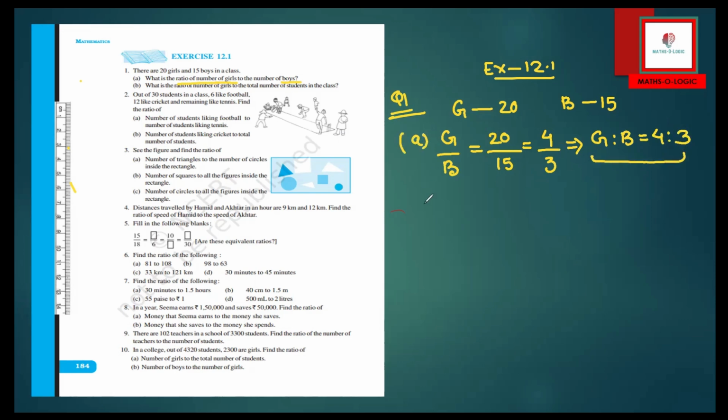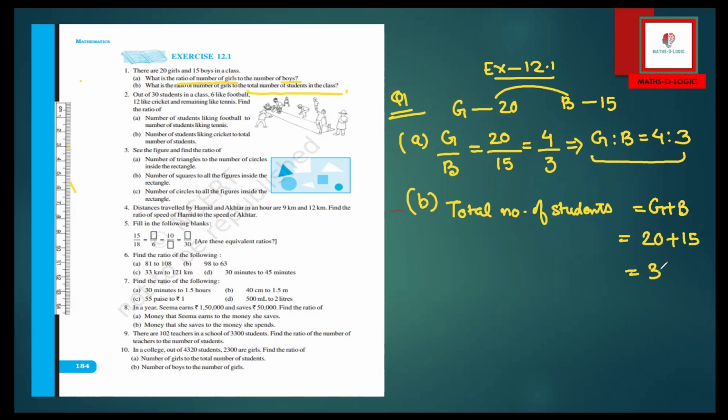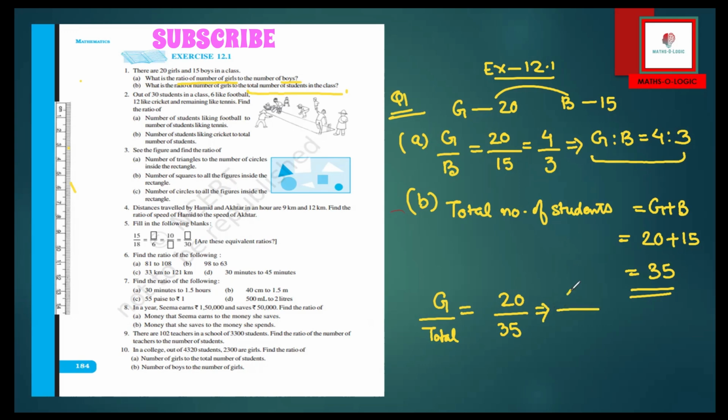ठीक है, so this is the A part. Now let's move to the B part. What is the ratio of the number of girls to the total number of students in a class? ठीक है, तो टोटल नंबर कितने होंगे, गर्ल्स प्लस बॉयज. तो गर्ल्स प्लस बॉयज की स्ट्रेंथ क्या है 20 + 15, सो दिस इज 35. तो अब आपको ये पता चल गया. सो नाउ द रेशियो ऑफ गर्ल्स टू द टोटल स्टूडेंट्स, ठीक है, टोटल. So this is 20/35. So again, reduce it to the lowest terms. This is 4/7. So this ratio is 4:7. Right? So this is question number 1.